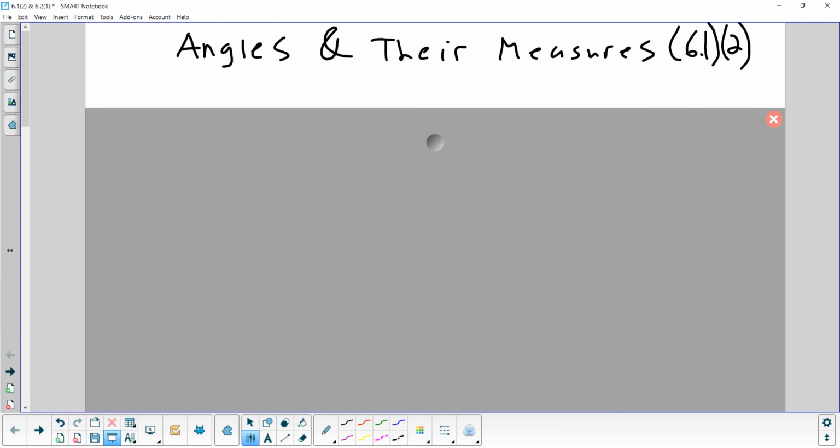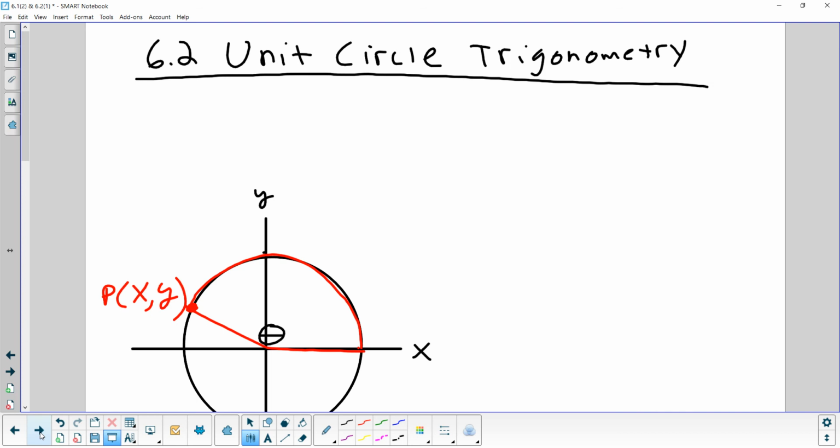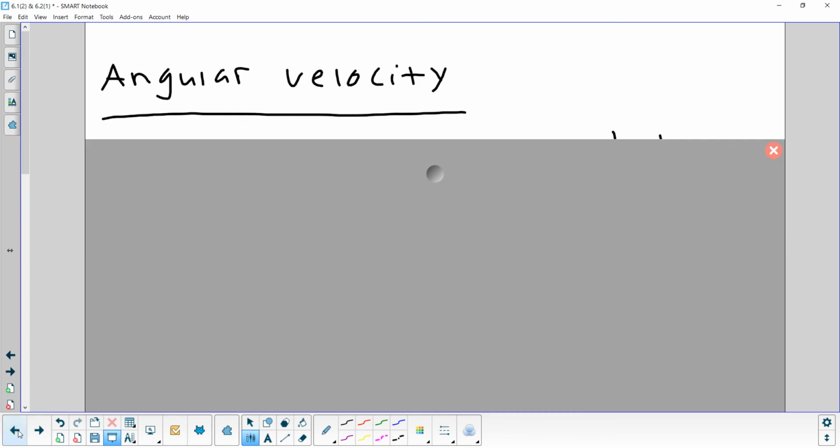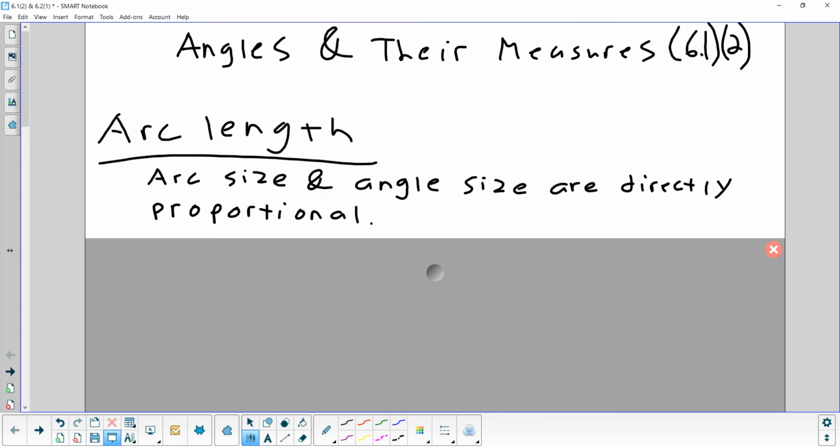All right, so the last thing we're going to look at in 6.1, really two things. One is a formula to find what's called the length of an arc. And the other thing we're going to look at is angular velocity. 6.2 is on unit circle trig. We're not doing that. Okay, that'll be next week. So there's really only three slides. All right, so what I want to do is figure out a formula to calculate the length of an arc.